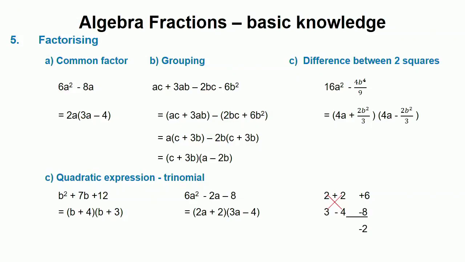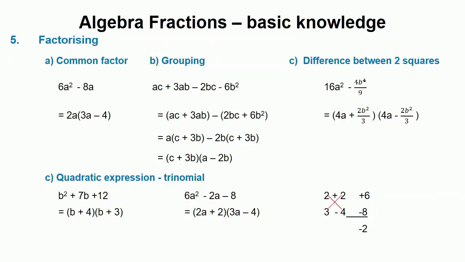Now I look at the 2 brackets. In the first bracket, I can take out a common factor a. Take out the a. ac divided by a is c in the bracket. 3ab divided by the a is 3b in the bracket. So that's done with the first bracket.